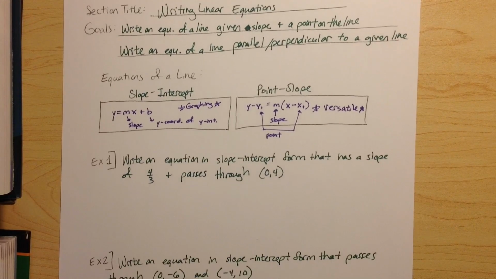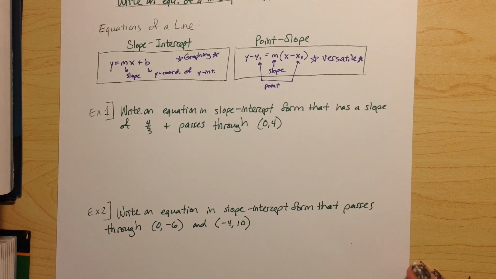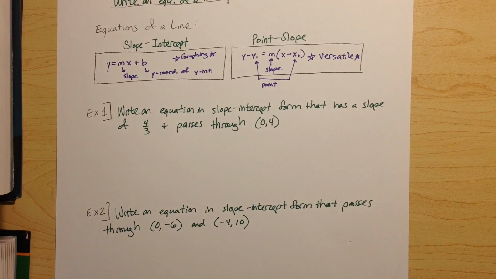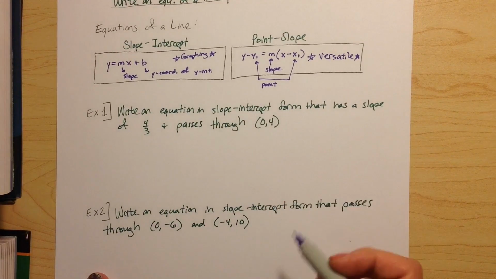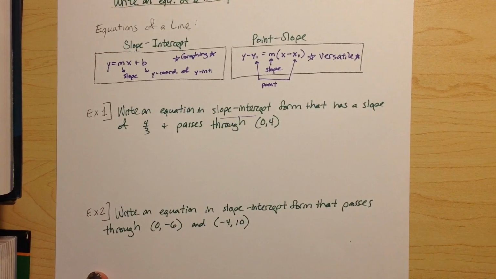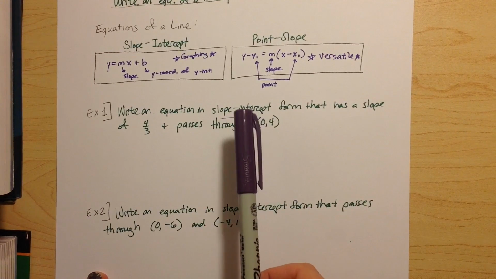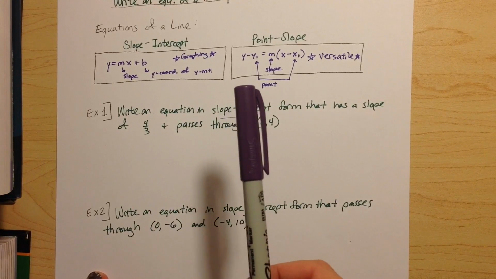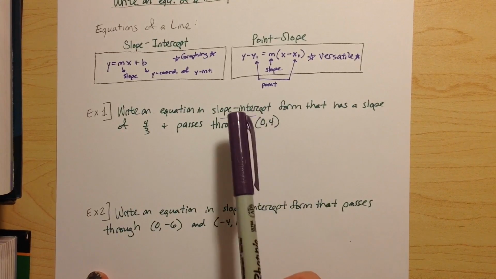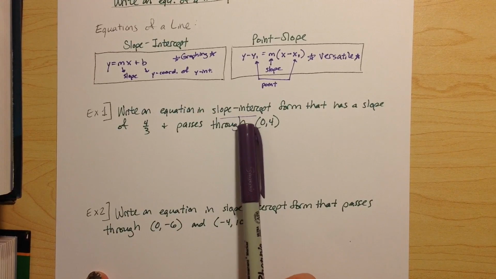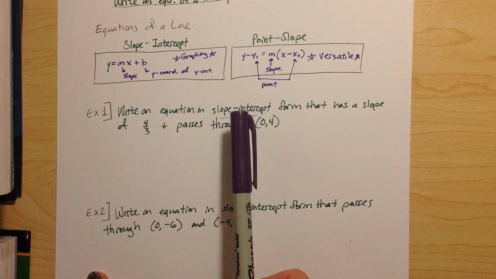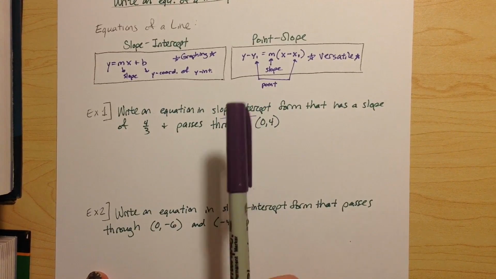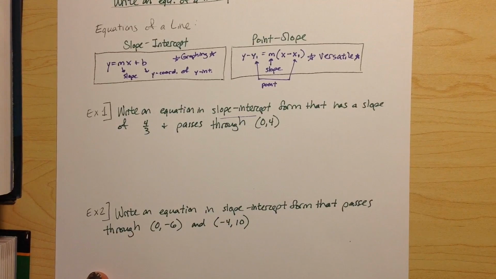First, I would like us to write an equation in slope-intercept form that has a slope of 4/3 and passes through 0, 4. All of these are going to ask you for slope-intercept form because, like I said, it's our favorite for graphing. Most people like seeing linear equations in slope-intercept form when they're not in standard form. I think slope-intercept form is easier to look at when we're looking at what the line is actually doing. All these are going to ask us for that.